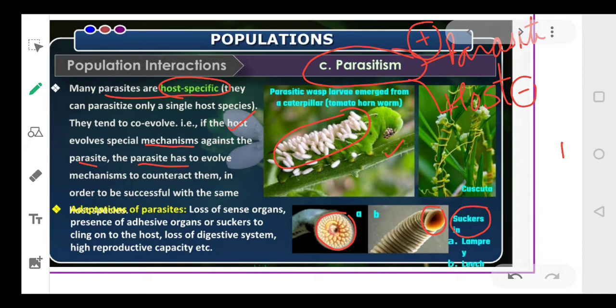There are certain adaptations that have been observed in parasites, like a loss of sense organs. Parasites do not have sense organs, and one of the features I have told you about is the presence of suckers so that they can attach. They also do not have a digestive system, since they depend on the host for food, and the host provides them digested food. They also have a high multiplication rate, high reproductive capacity, so that once they are inside the host, they multiply rapidly.